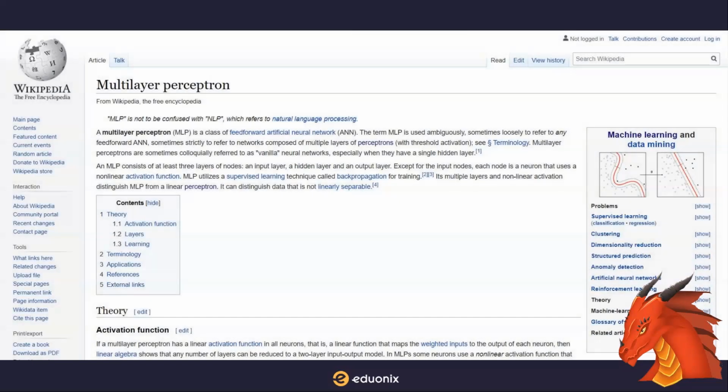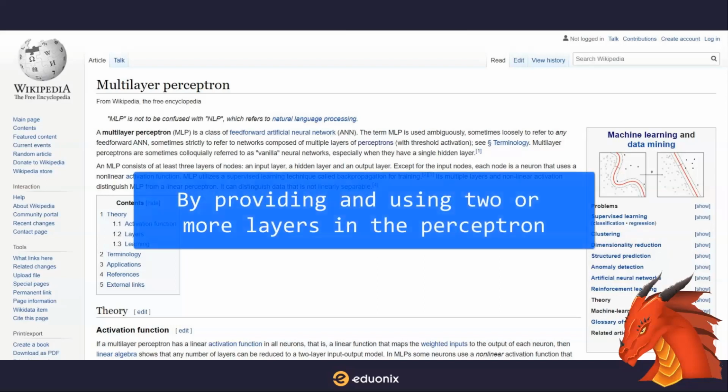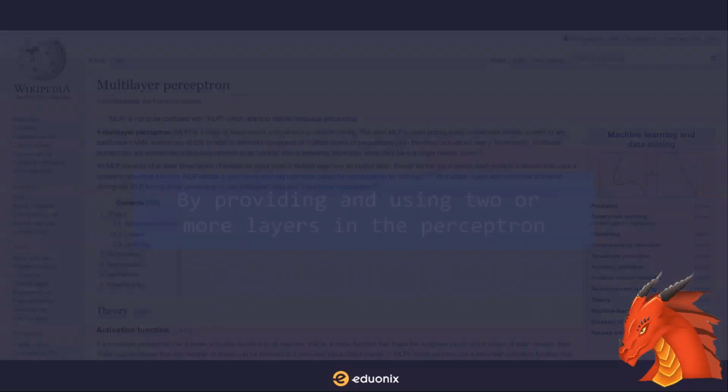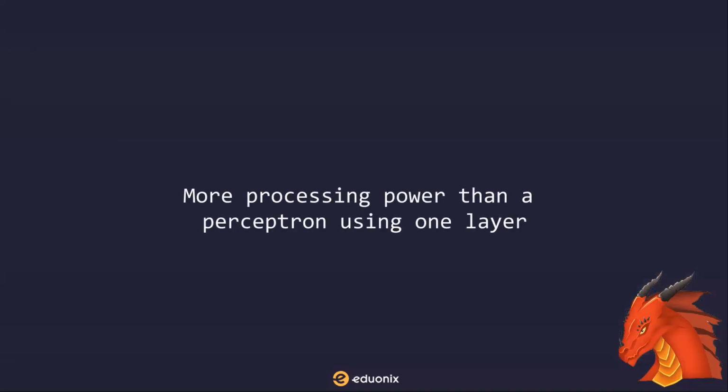In the 1960s, the invention and use of the concept of multilayers opened a new path in ML neural network research. It was discovered that a result could be obtained by providing and using two or more layers in the perceptron. Doing this offered disproportionately more processing power than a perceptron using one layer.